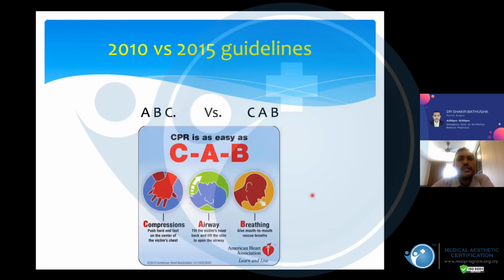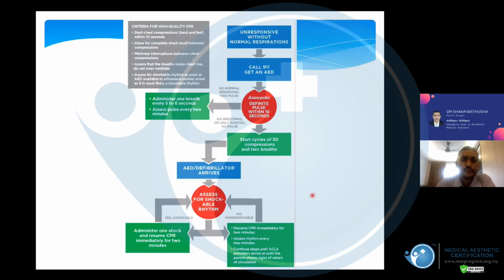Okay, there are two guidelines which are commonly used. One is the 2010 guideline, and the latest one is the 2015 guideline. So the basic difference is, in the 2010, we always go for airway, breathing, circulation, whereas in the 2015 guideline, they have actually revised the thing. They ask to start compression as the first thing, okay? And then you look at the airway, and then you give mouth-to-mouth breathing, okay? All these figures can be obtained from the American Heart Association website or their booklet.